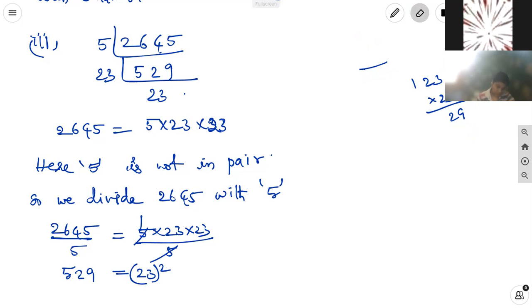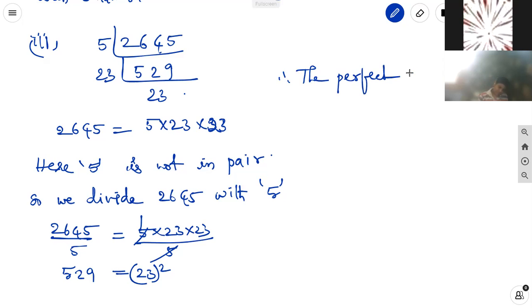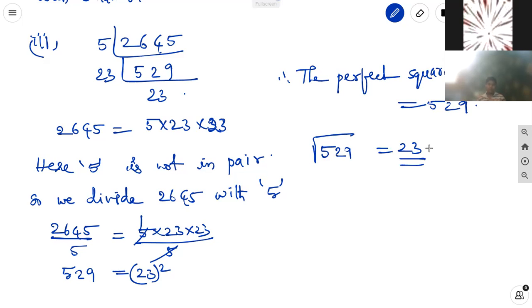So here the perfect square number is equal to 529. The square root of the perfect square number is equal to 23, the square root of 529. It is the solution.